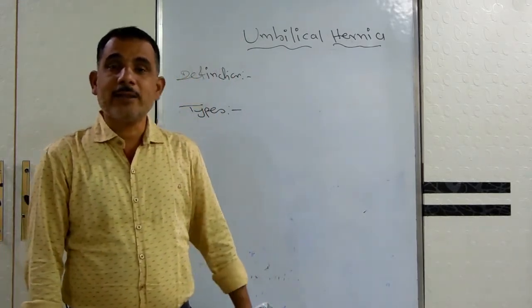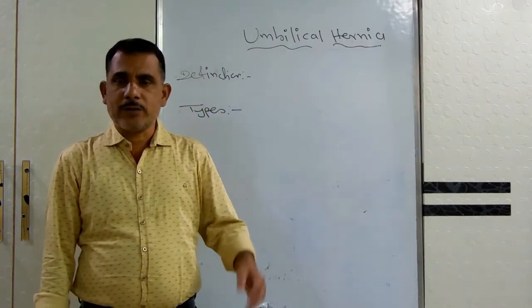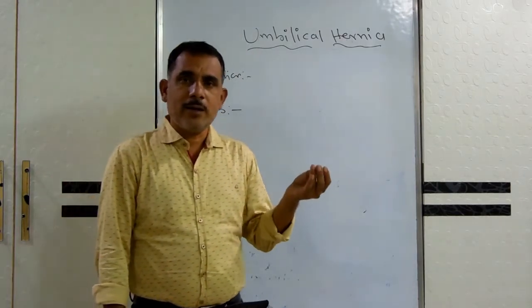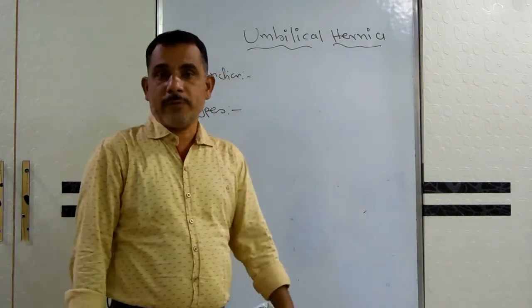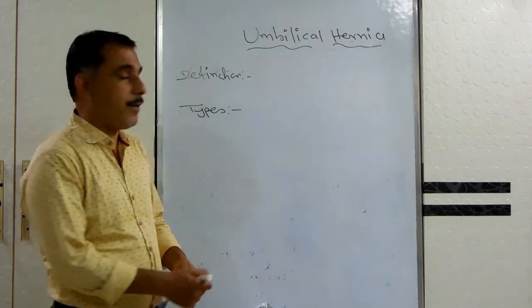The umbilical hernia is the third commonest type of hernia, where the first one is inguinal, the second is femoral, and the third is umbilical hernia. It is a common one. Now first, what do we mean by umbilical hernia?